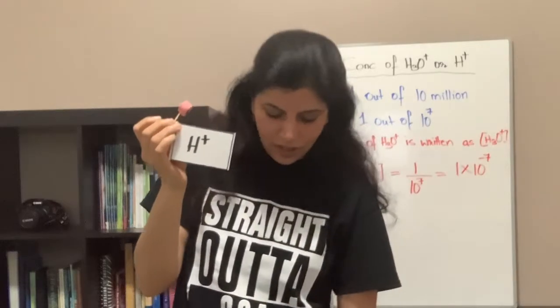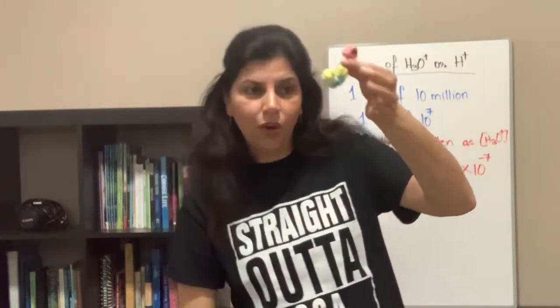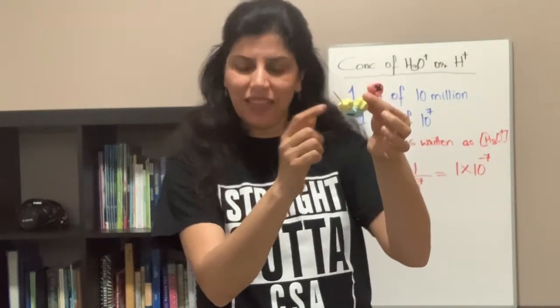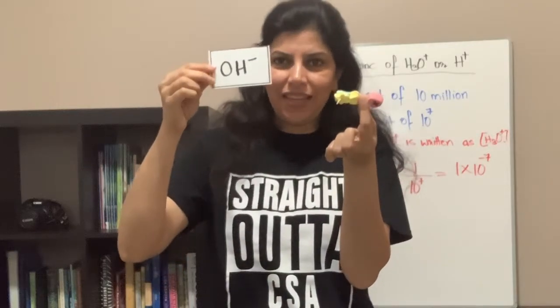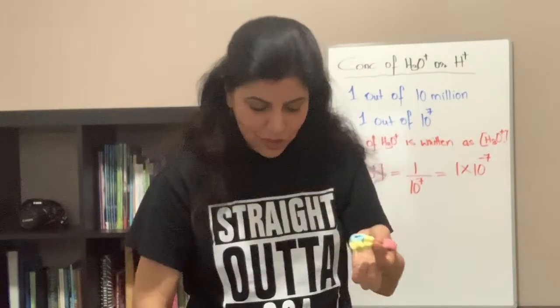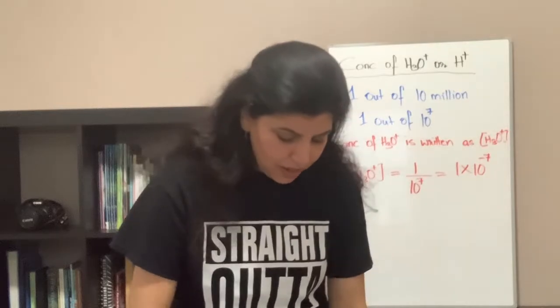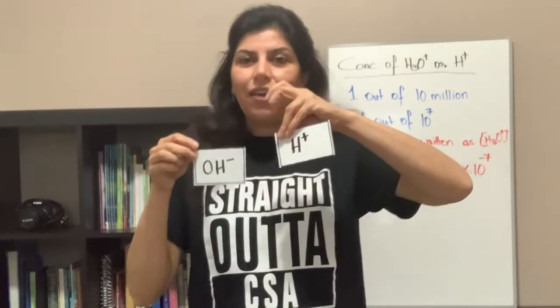On the contrary, the other remaining part, a water molecule, has one extra electron because this electron is still left with it, and this is called a hydroxide ion, OH negative. So that's a hydroxide ion. So water dissociates into hydrogen and hydroxide ion.